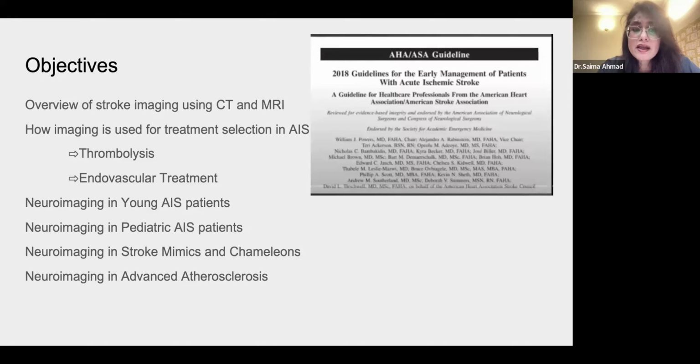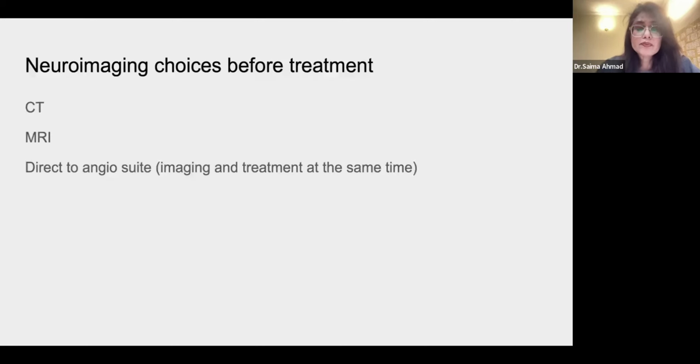The objective of the talk is to get an overview of stroke imaging using CT and MRI. I'll be sticking to the American Heart Association guidelines regarding stroke treatment, which were updated in 2018, and throughout my presentation I will be using these guidelines. We will see how imaging is used for treatment selection in acute ischemic stroke patients, in thrombolysis and also in endovascular treatment. Then we will talk about neuroimaging in young acute ischemic stroke patients, a few points about pediatric strokes, and also about stroke mimics and neuroimaging in advanced atherosclerosis.